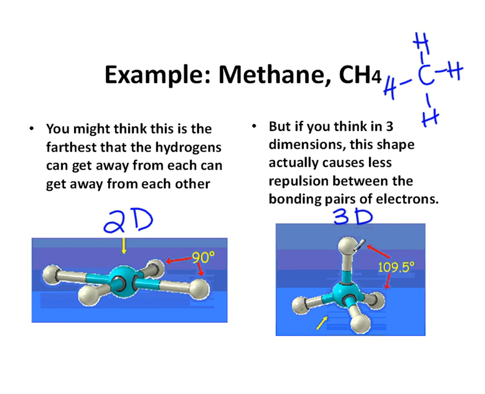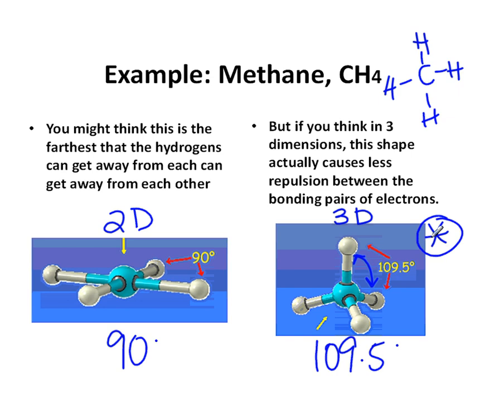And now if we measure that bond angle between these two here, the bond angle is now a lot greater. So we've got a 90-degree angle here versus an angle of 109.5 degrees over here. Obviously, the one that's in 3D has a larger bond angle, 109.5. That means that the electrons are spread out more, and this configuration over here minimizes that repulsion between the electrons. So this is the actual configuration or three-dimensional model that methane will adopt.